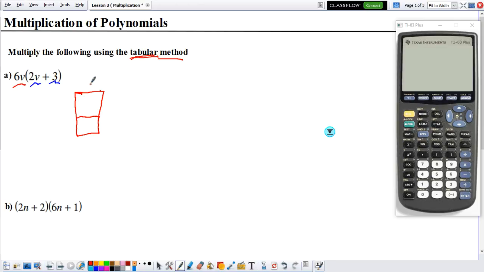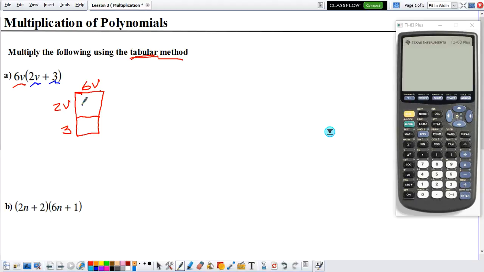Now, in the perpendicular space, we're gonna put the expression that has one term, which in this case is 6b. On the other side of the box, we're gonna be putting 2b and a 3. So we have created our box. What we gotta do now is find out what goes inside those boxes. How do we do that? We're gonna multiply those two terms that make up that box.